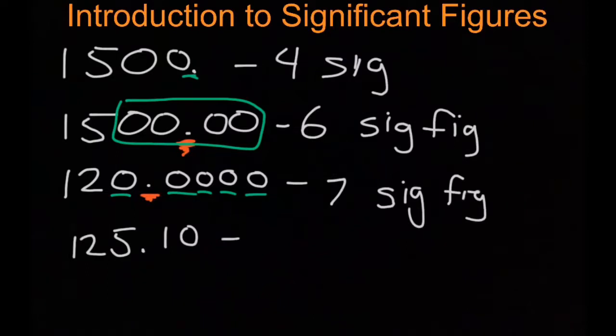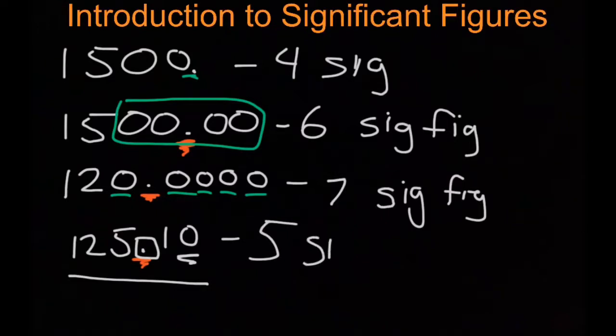How about the next one? So we have a decimal right here, and we have a trailing 0 right here. So we have a total of 5 numbers here, and this decimal makes it so then all 5 are considered significant figures.